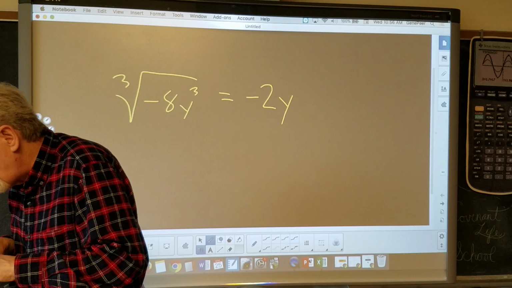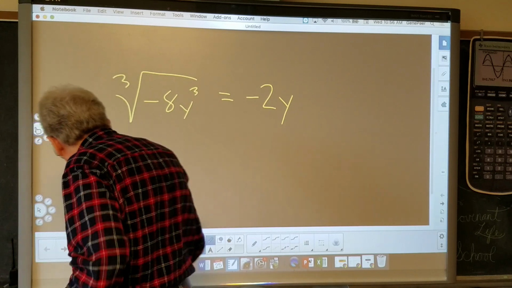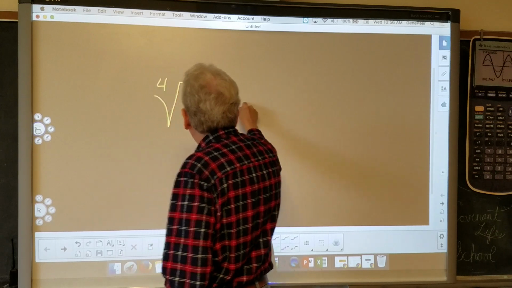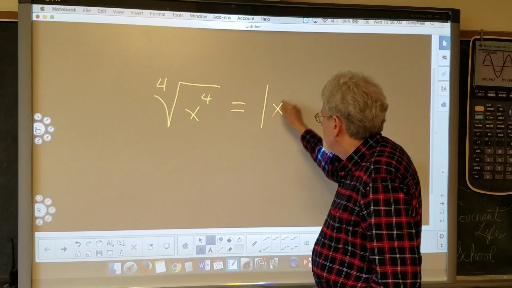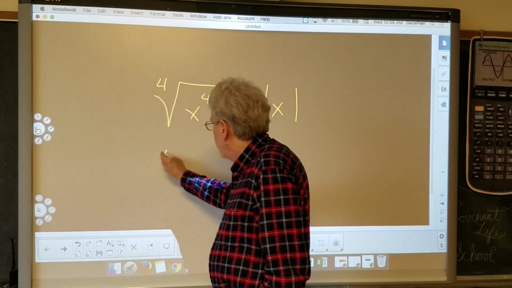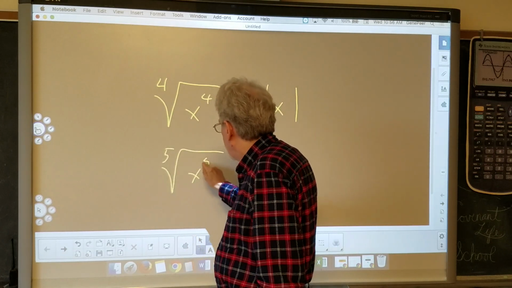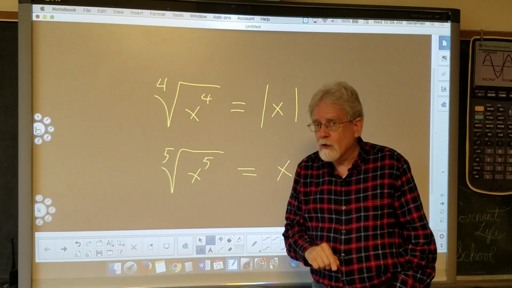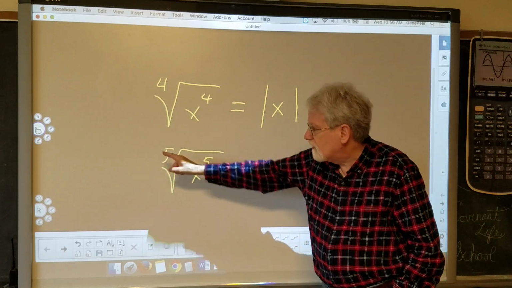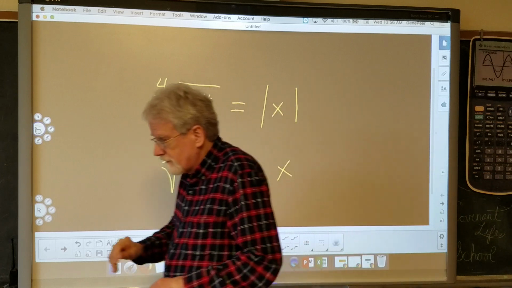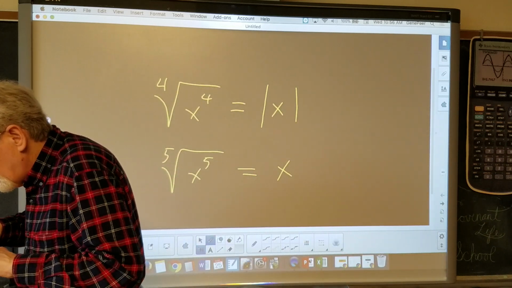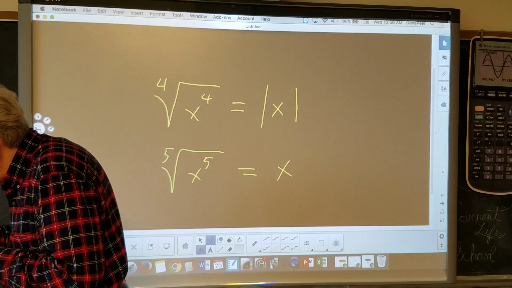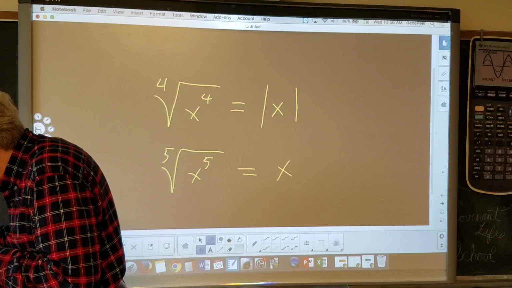Yes, we can do 4th roots and 6th roots and stuff like that. For instance, the 4th root of x to the 4th is the absolute value of x. What's the 5th root of x to the 5th? Just plain x. No absolute value when you have an odd index. I think I've covered all that quite adequately.